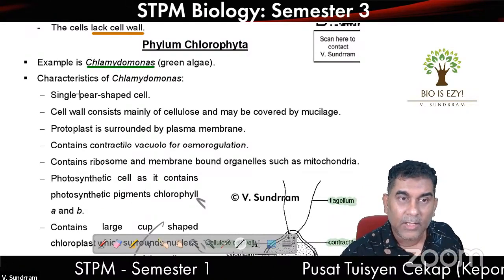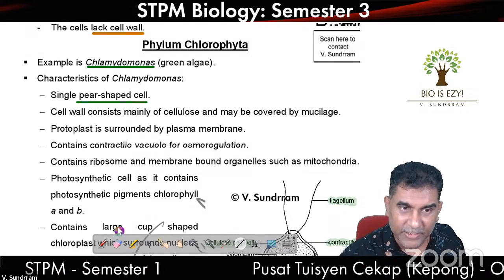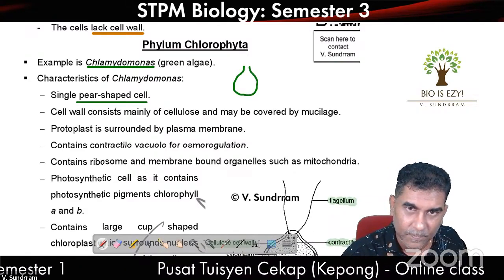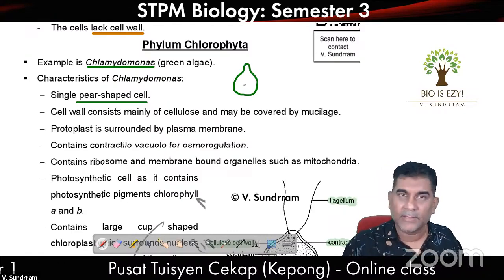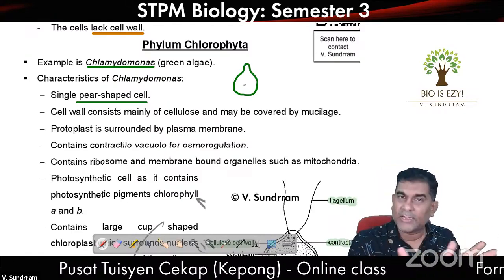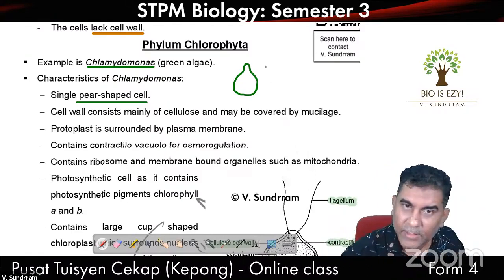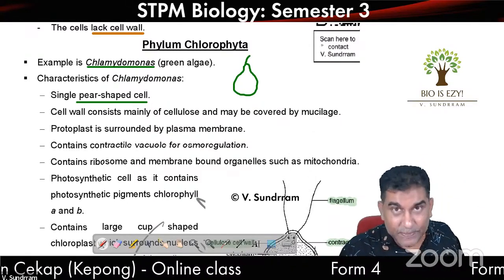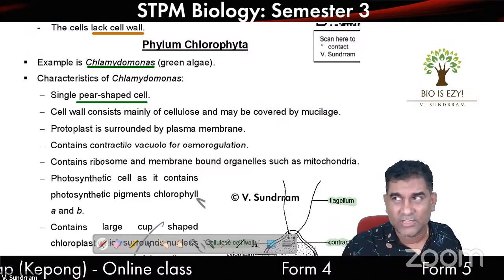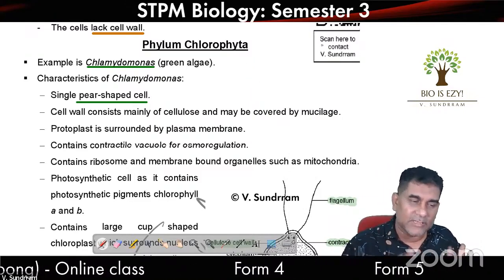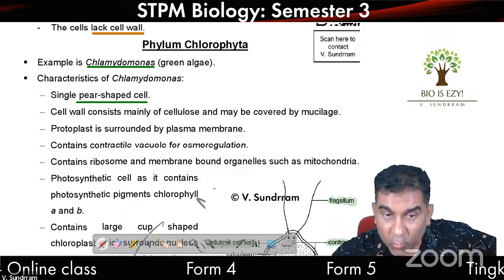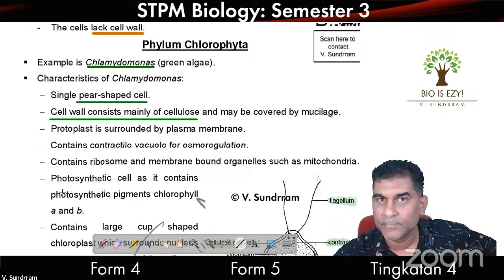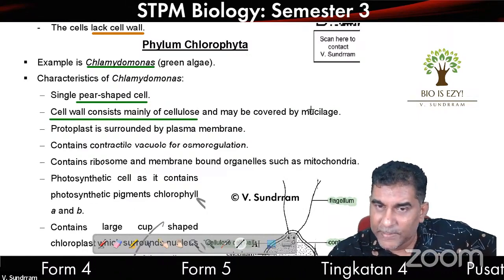Chlamydomonas. Pear-shaped cell. The pear shape should look something like that. Pear shape. Wider at the bottom, narrower at the top. I can just put the stem here, for example. So that is pear shape. If you can, you write the shape, no extra mark, but just to describe how they look. What you must mention is cell wall is cellulose. Might be covered by mucilage.